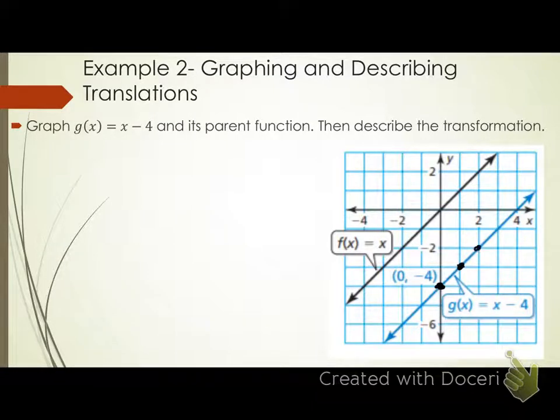Up 1, right 1. Up 1, right 1. I can also go down 1, left 1. Down 1, left 1, down 1, left 1. So everyone see how they got this blue line from g of x equals x minus 4? Yes.